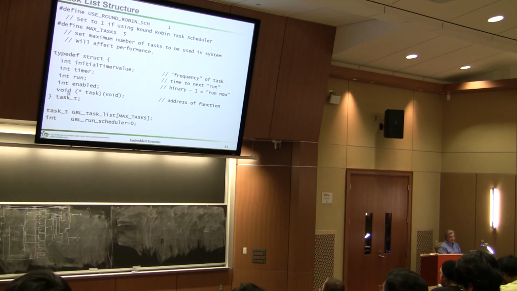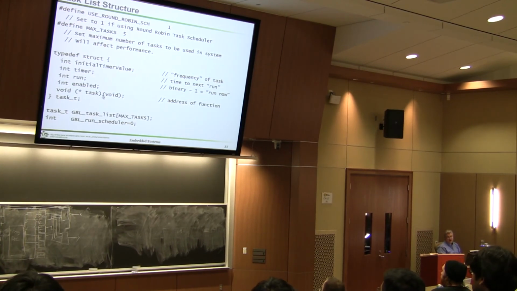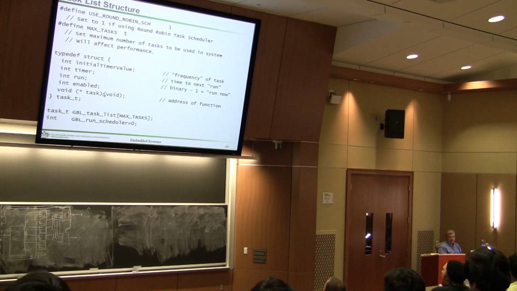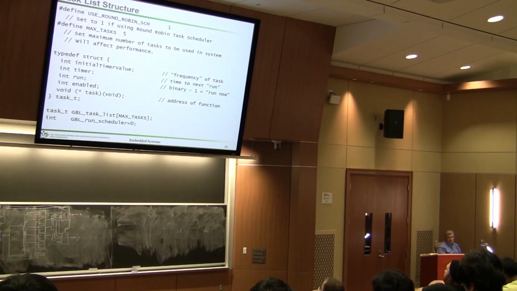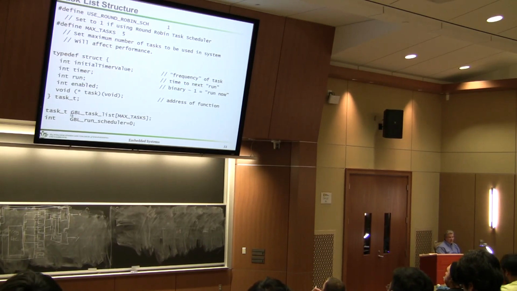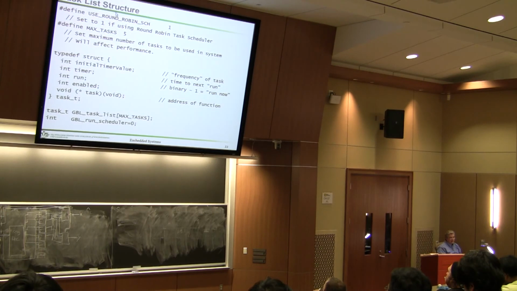Here's the other thing that's interesting. Look at this: void star tasks void. What this will do is identify an address for a function. So you're looking at the beginning address, the first address that you will load into the program counter for running that task. So we're going to be able to store the address that you're calling here in your structure. Then we're going to create a global task array, and in this case we have only 5 tasks we're going to run. And the other thing identifies if we want to use round robin or not.